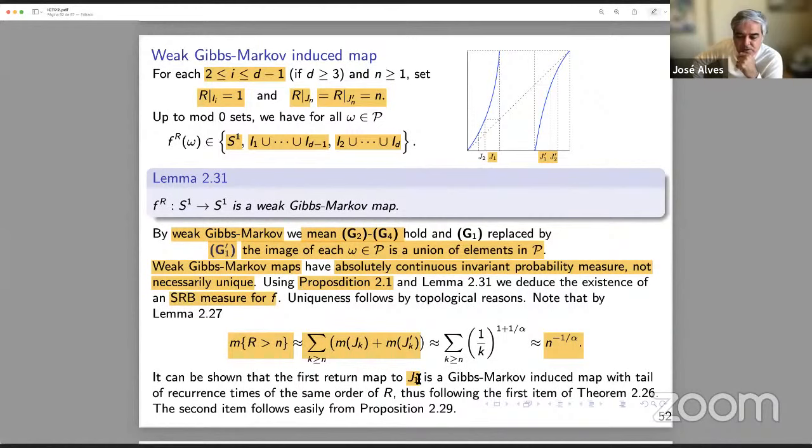And the tail can be shown. This is not straightforward, but it can be shown that the new recurrence time to J1 is still integrable, but much more than that: the new recurrence time has the same estimates as this R here. And that's the way we obtain the decay of correlation conclusion for this circle map. As I said, this is important to build that solenoid with intermittency.